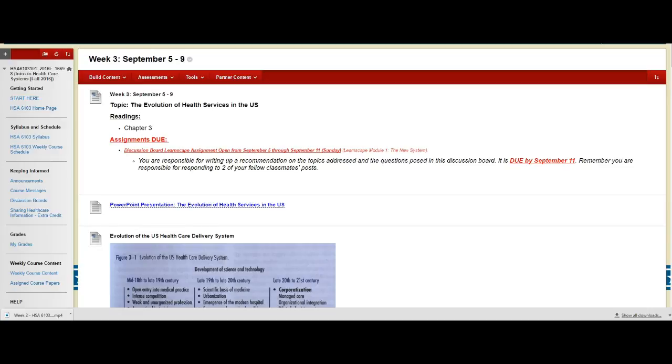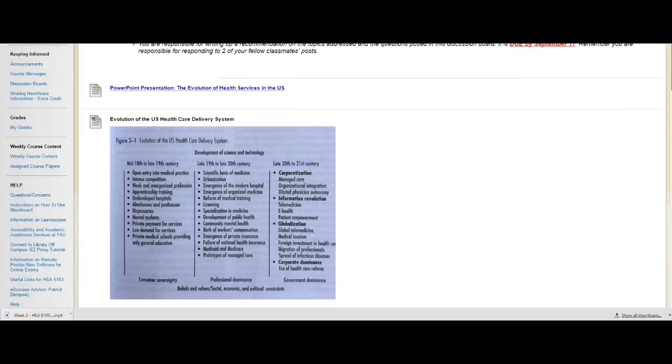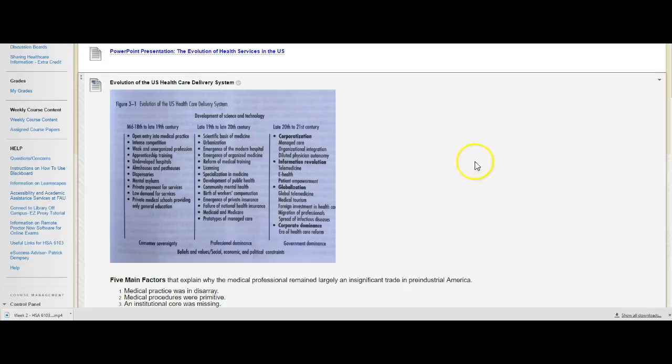First is the PowerPoint that goes along with your assigned reading. And then I have a table here that covers the evolution of the U.S. healthcare delivery system. This table is from page 83 in your textbook.